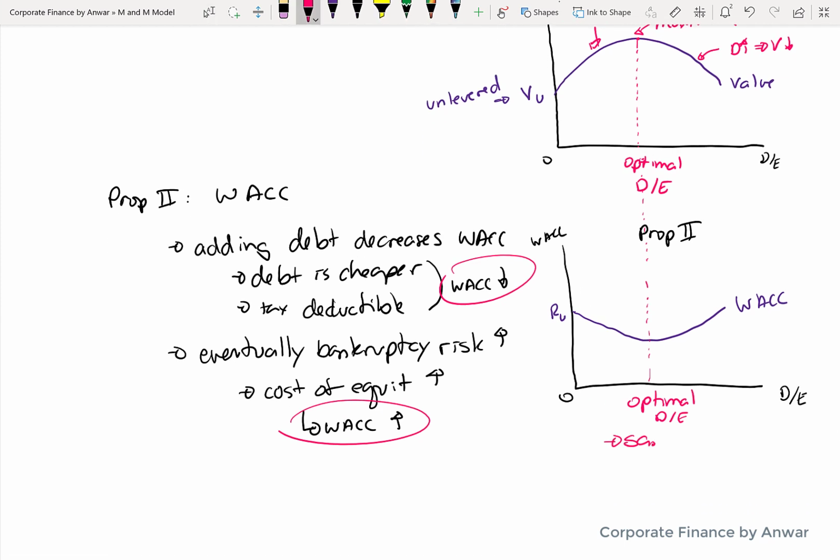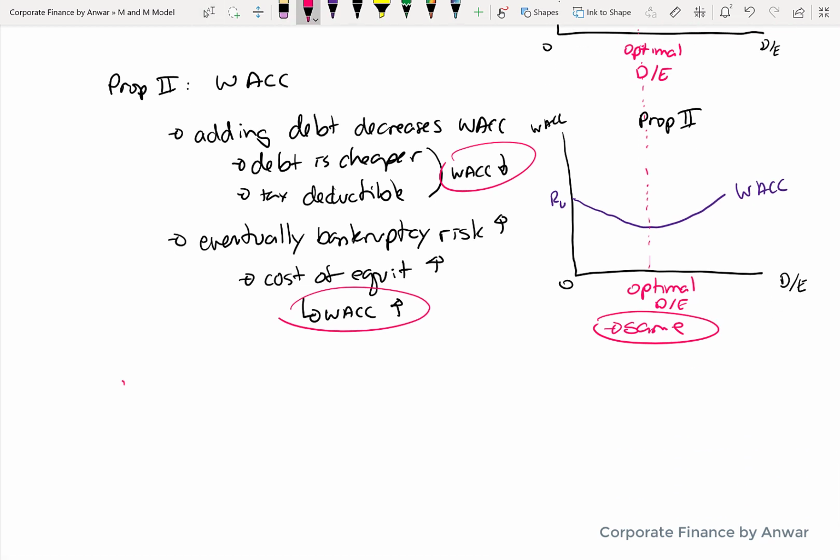And then, just like above, any increase at that point is going to start to increase your cost of capital due to the fact that the risk has gone up. Okay, so the risk has gone up both on your cost of equity and your cost of debt.